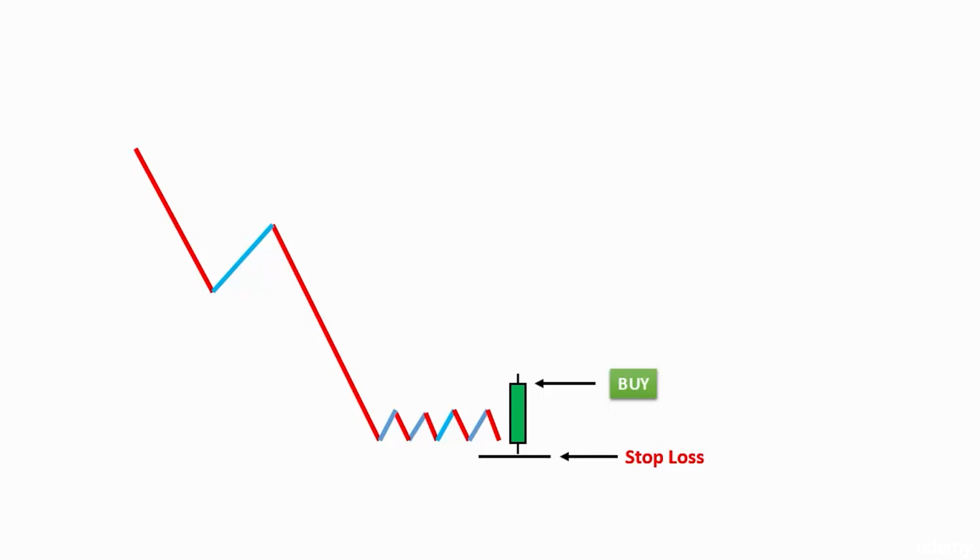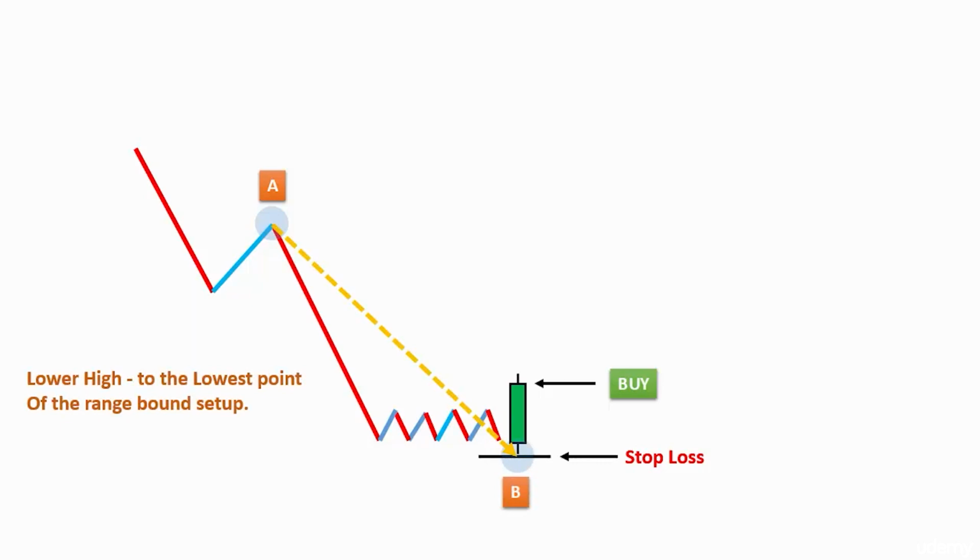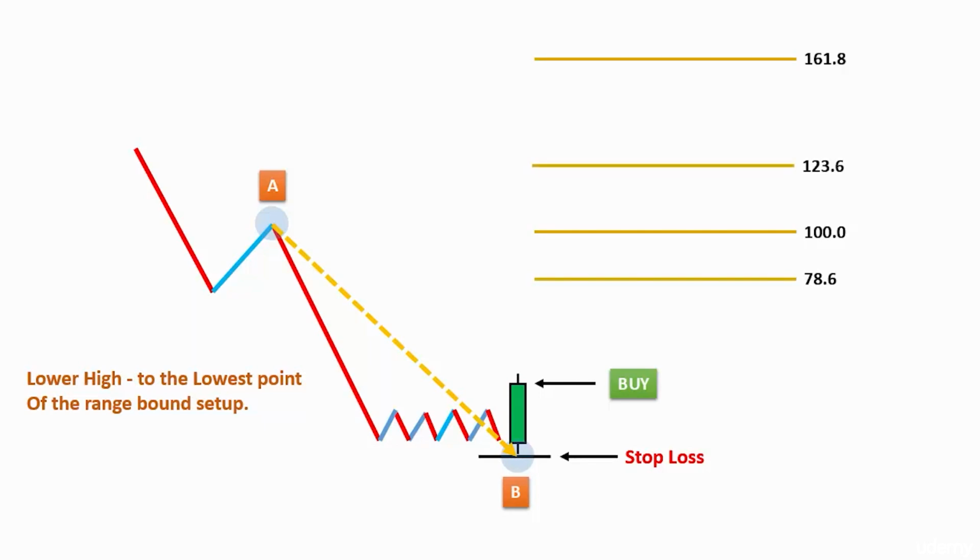So we will select the Fibonacci retracement tool from our charting software and then drag it from the most recent lower high of the downtrend, which is Fibonacci point A, to the lowest price level of the range-bound pattern, which is Fibonacci point B. And by the time we connect these 2 points, the Fibonacci retracement levels will be placed automatically on the chart.